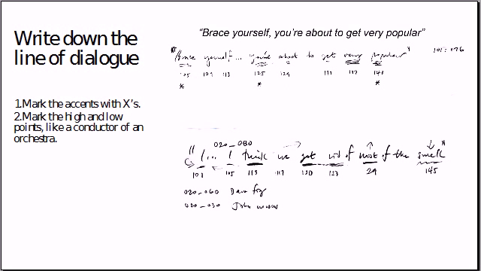The next thing to do is write down the line of dialogue. And these are some notes that I made on the film Robots. Here, Fender is saying to Rodney, "Brace yourself, you're about to get very popular." That's the line of dialogue. And you can see here what I've done is I've underlined the accents. "Brace yourself, you're about to get very popular." So the big accents there are "brace" and "very." "You're about to get very popular."